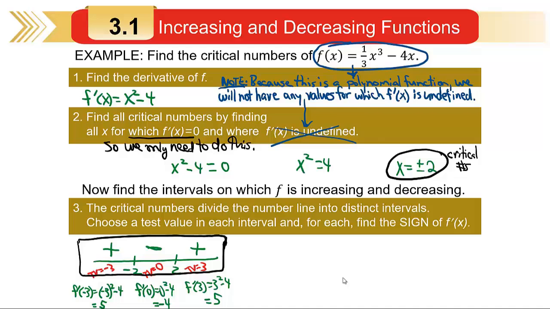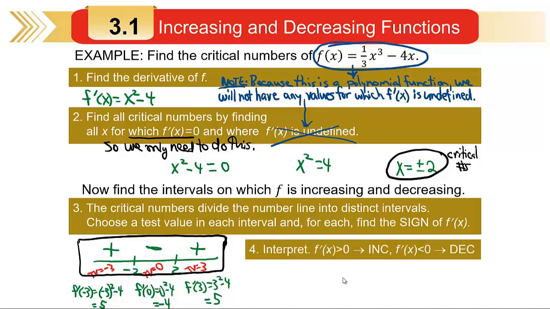And that's what I call an increasing-decreasing chart. To me, that's the best visual representation of this process that lets you easily analyze what you've got. So the last step, step 4, is to interpret what you've got, remembering that the derivative being greater than 0, which means positive, the function is increasing. The derivative being less than 0, which means it's negative, implies that the function is decreasing. So all the plus signs are indications of intervals where the function is increasing. The negative sign, in this case there is just one, is where the function is decreasing.